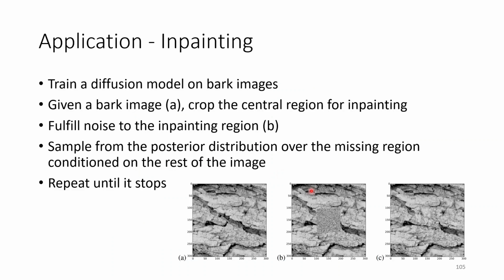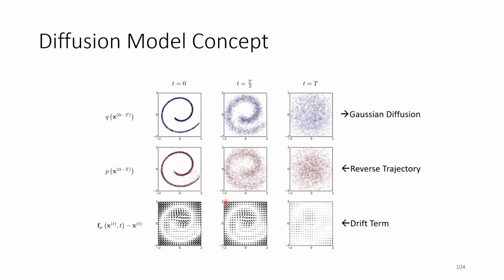And in the 2015 paper, they show an application for inpainting. Given an image, they crop a region and want to refill this region. This is called the inpainting task. So they can train on a lot of bug images, like this one. All of them are bug images.